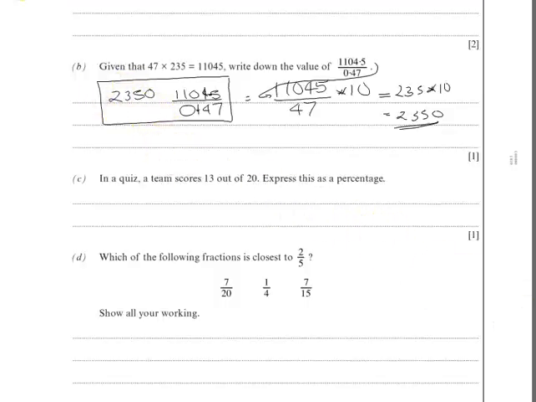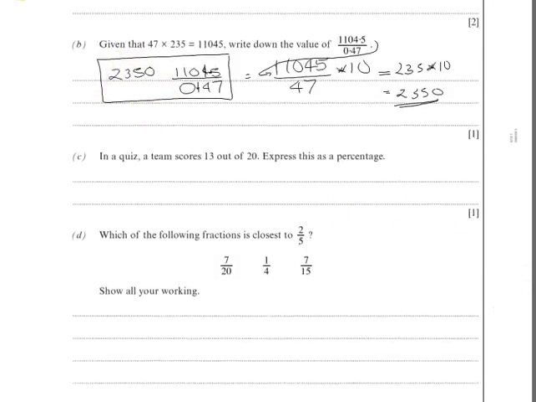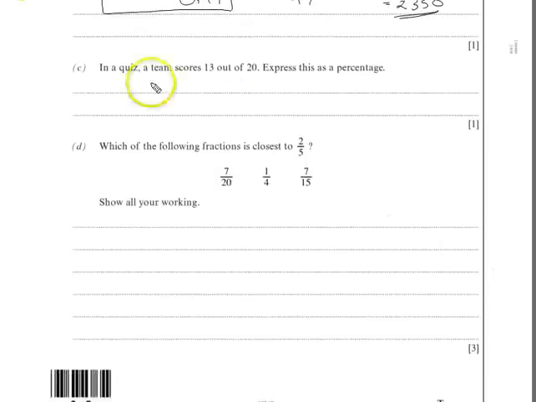Okay, good. Let's move down to C now and see how we could look at that one. In the quiz, a team scores 13 out of 20. Express this as a percentage. So you got 13 out of 20. Let's scale up top and bottom. To scale that up to 100, you times it by 5. So you times by 5 top and bottom, don't you? Yeah? Scale up by 1 as a 5 over 5. 5 tens are 50. 5 threes are 15. 50 and 15 is 65.